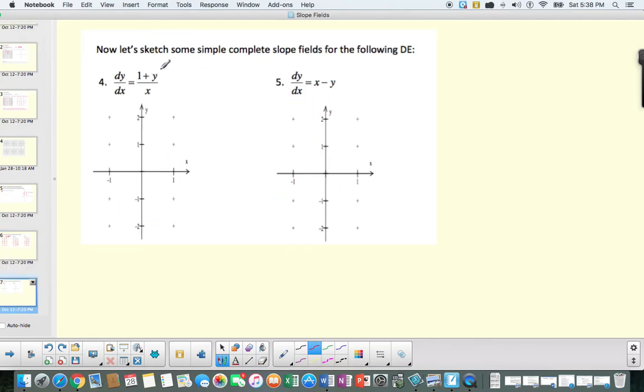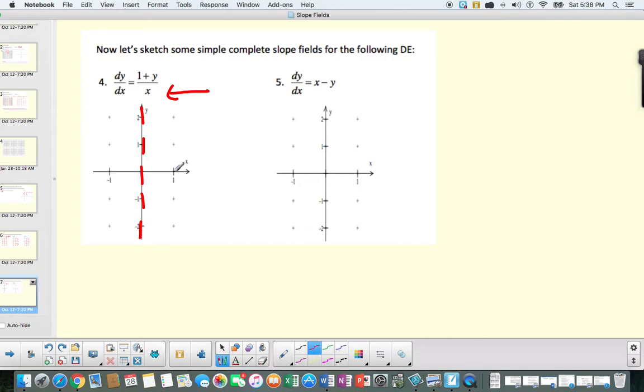All right, now here's where both x and y are involved. So let's go ahead and I look for features that make sense to me. Whenever x is equal to 0, you have an undefined slope. Undefined is a vertical slope. So I know when x is equal to 0, which is all of these points right here, then I have a vertical slope. So I'm going to make a vertical slope on each one of these.